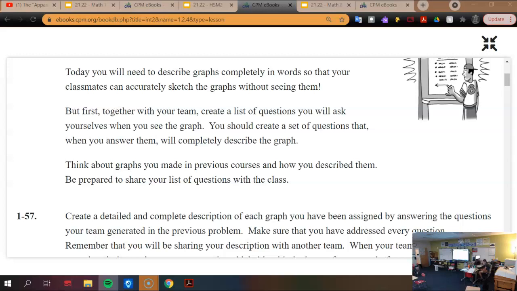Akshay, what x value would you like to know the output of? 3. That's a good one. 4. Wait, so the x is 3 and the y is 4? Yep.